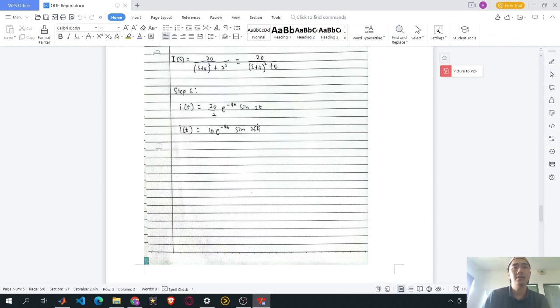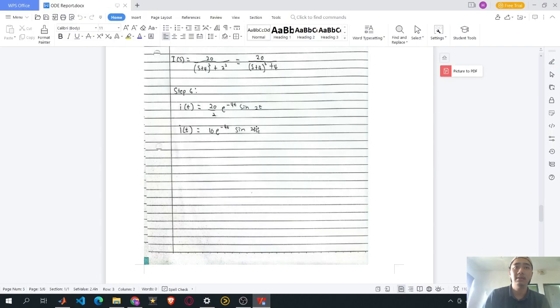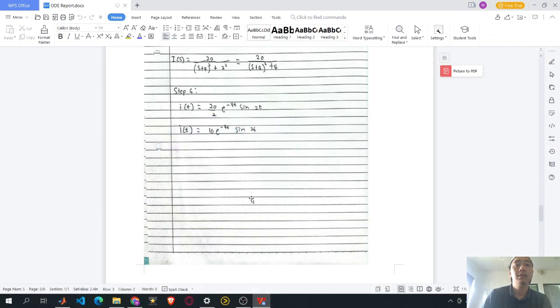It's similar to this one, which is 10 times sine 2t times exponent negative 4t, but I write the exponent first. Either way is fine, we can write the sine first or the exponent first. This one is 10 times sine 2t times exponent negative 4t, so it's just the same.